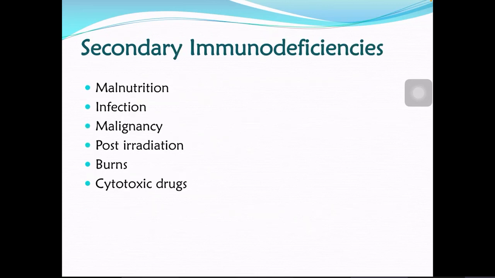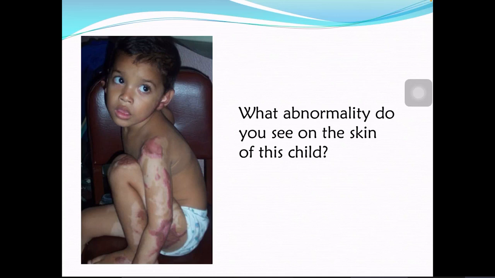So let's quickly go through the secondary immunodeficiency. I won't take too long. We said secondary immunodeficiencies can happen because of malnutrition, underlying malignancy, which have been treated either with irradiation or cytotoxic drugs, and with burns. So this is a child with burns, and they can be susceptible to significant infections. I'm sure you have seen patients with burns getting multiple infections. So aggressive management of burns and infections become very important.